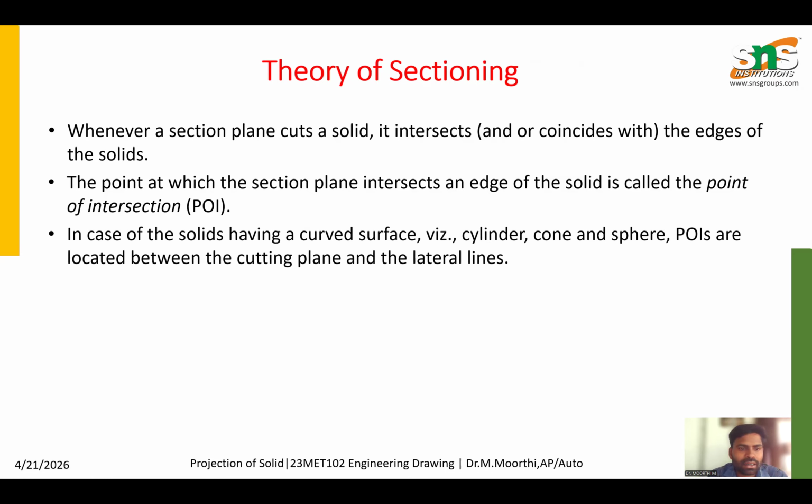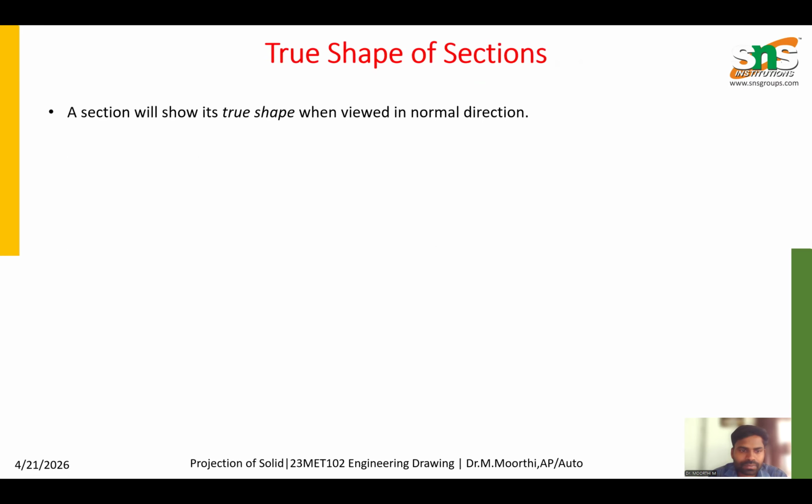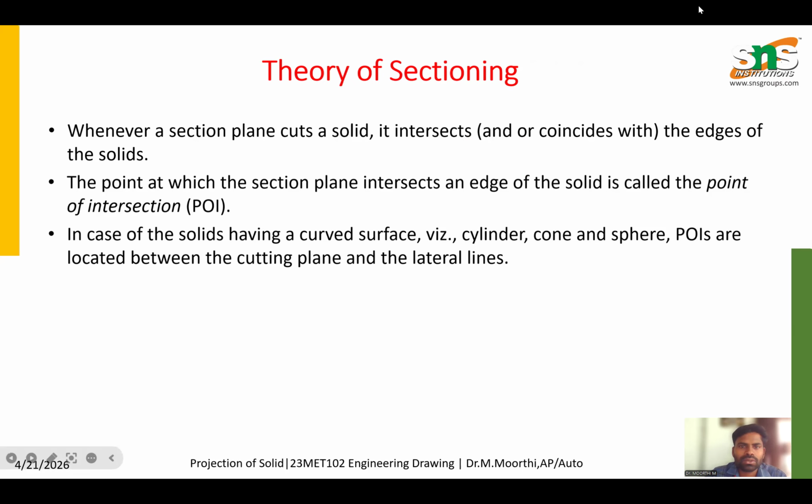In the case of a solid having a curved surface, for example a cylinder, cone or sphere, the points of intersection are located between the cutting plane and the lateral lines. These are the very essential things in the theory of sectioning or section of solids.